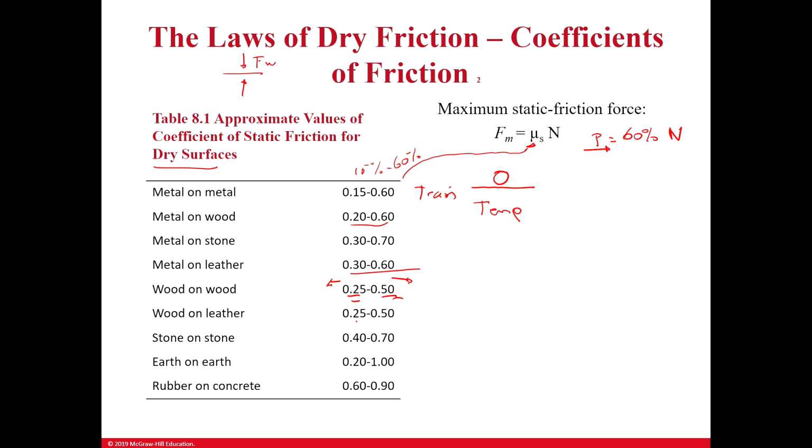Wood on leather, 25 to 50%. Stone on stone is almost 70%. Earth on earth is almost 100% of the force. Rubber on concrete is 60 to 90%. So it's not very efficient, but the thing is that rubber is very, very durable. So even though it's not very efficient, you can use it for a long time. So that's why we use rubber for our car wheels and tires.